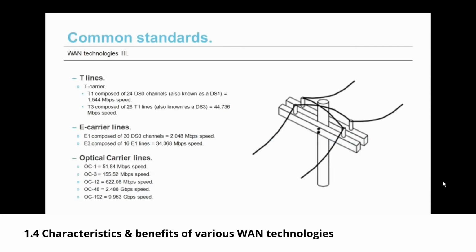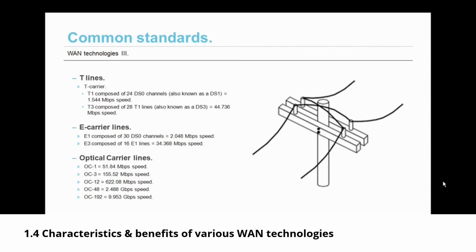The standards I'm going to be talking about are the speeds, and we begin with T lines. A T1 is composed of 24 DS0 channels, which are also known as a DS1, and it's capable of achieving speeds of up to 1.544 megabits per second. If that's not fast enough for you, you can lease a T3 line. It's composed of 28 T1 lines.